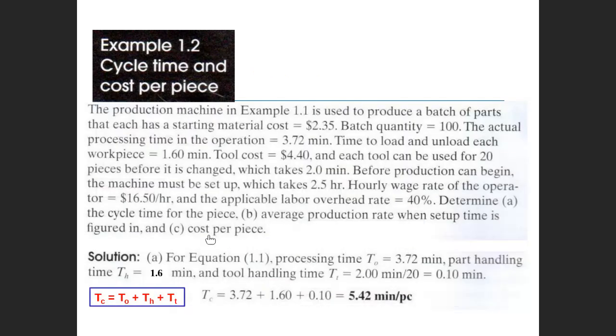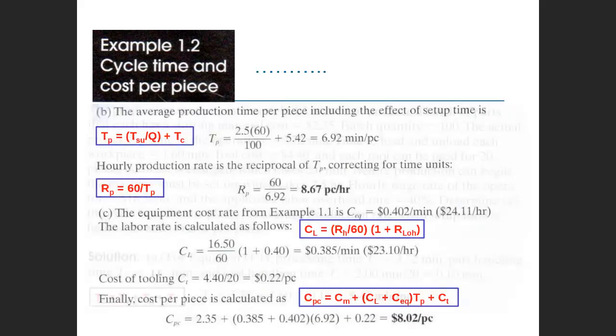the last question, cost per piece. Cost for every one piece. Cost per piece can actually be obtained from this equation: cost per piece equals Cm plus Cl plus Cq, multiplied by Tb, plus Ct. This is the equation, right? This is what we need.